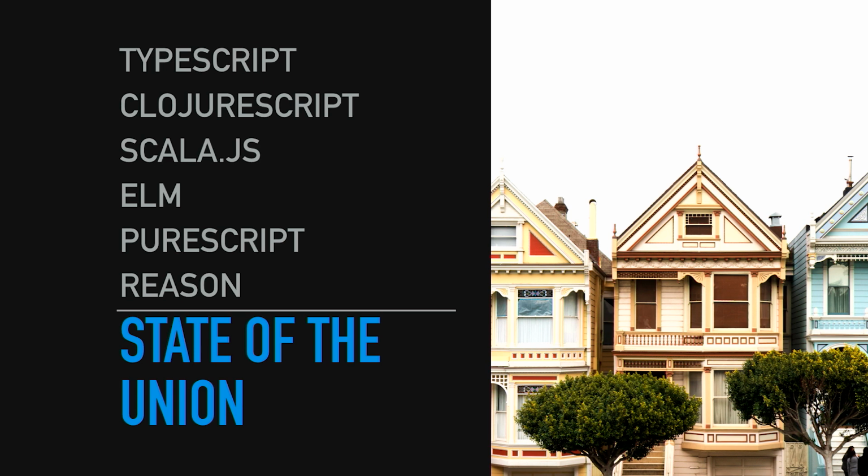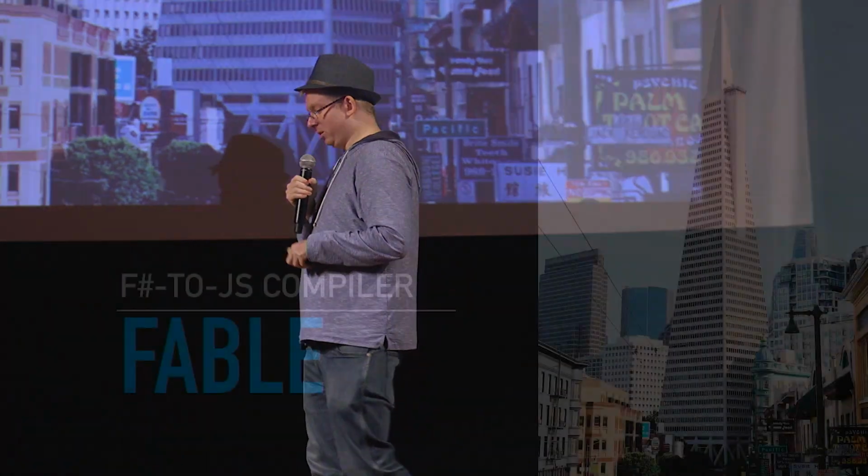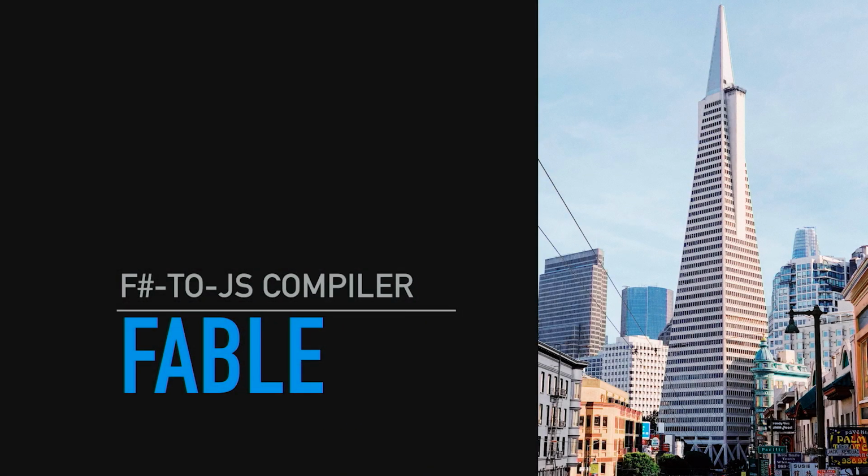Basically nowadays every existing language also has a project that takes this language and tries to compile it down to JavaScript. And it's like Scala.js or ClojureScript, or for C# there are some projects, for OCaml there are some projects, like for every single programming language. And that brings me to Fable, and Fable is an F# to JavaScript compiler.